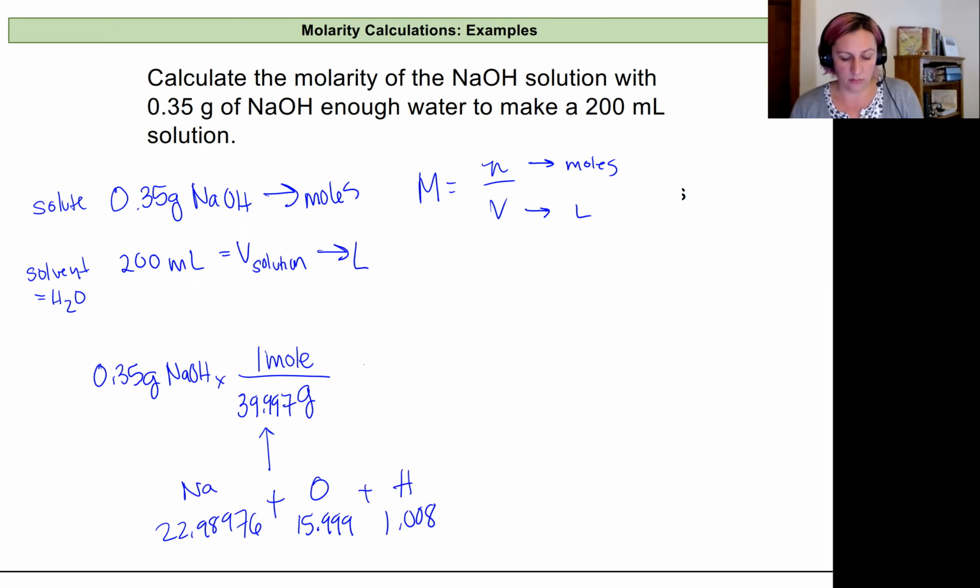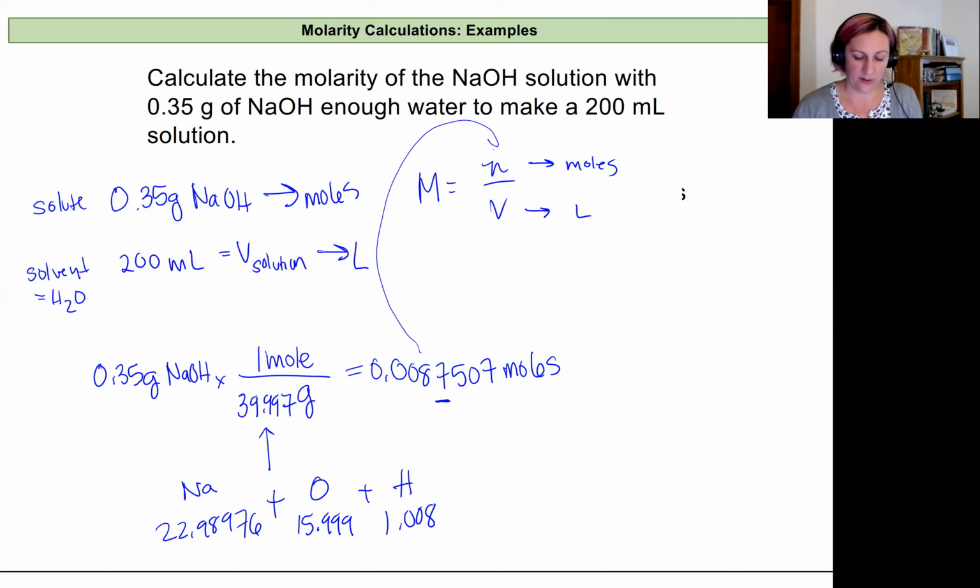So when I divide my mass by my molar mass, I'm going to get a value that is 0.0087507 moles. Got 2 significant figures, so I'm going to underline the second significant figure in my value that I calculate. All right. So that gives me my moles. That's going to be a value that plugs in right here.